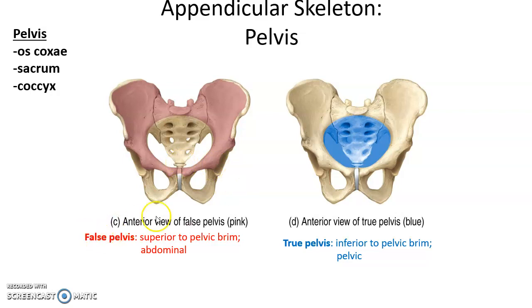The false pelvis is the portion of bony material that is basically the inferior part of the abdominal cavity. So it's around this brim and up. The true pelvis is around the brim and down. That is the bony portions that end up making up the pelvic cavity.